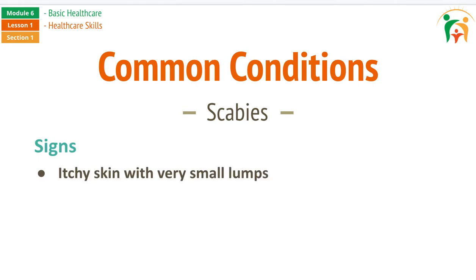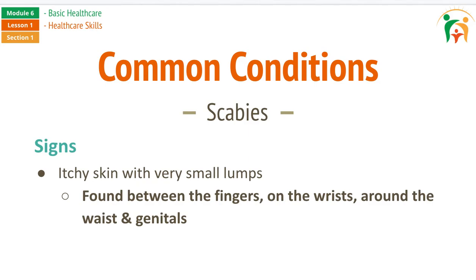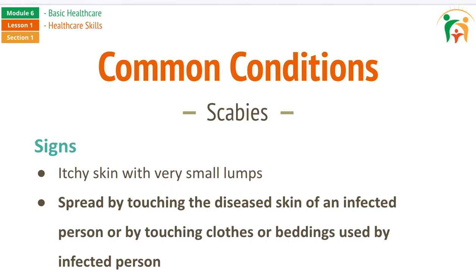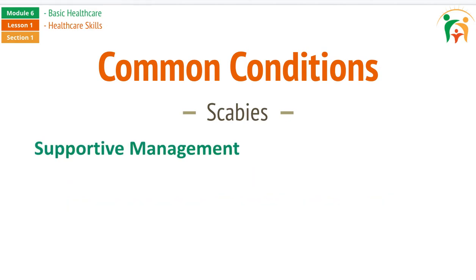Itchy skin with very small lumps, found between the fingers or on the wrist, around the waist and genitals. It is spread by touching the diseased skin of an infected person or by touching clothes or beddings used by the infected person.